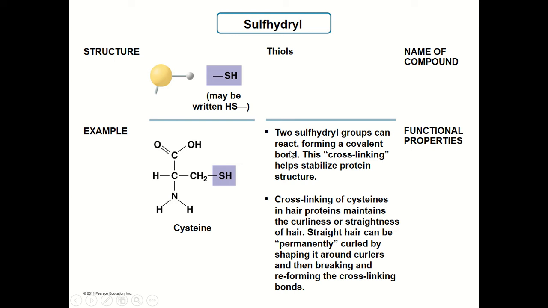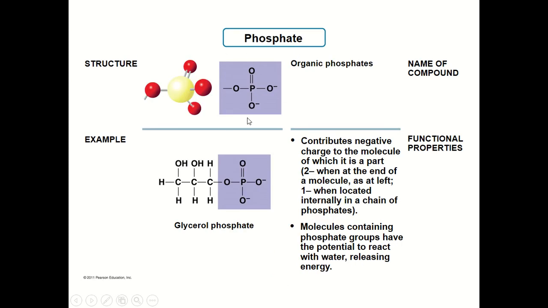Two sulfhydryl groups can react with each other, forming a covalent bond. This is known as cross-linking, which will help to stabilize the protein structure. We will learn this later on the topic of proteins. This cross-linking of cysteine in hair protein maintains the curliness or the straightness of your hair. So straight hair can be permanently curled by shaping it around curlers and then breaking and reforming the cross-linking bonds.